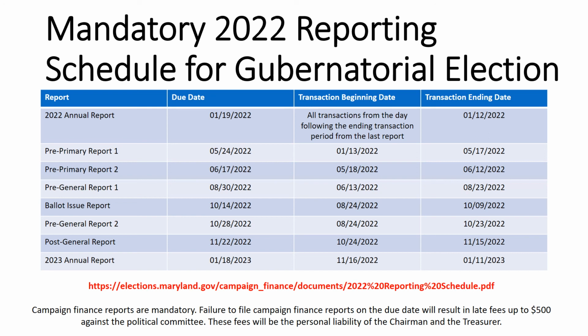Failure to file a campaign finance report on the due date will result in late fees against the political committee. The late fees, which could be up to $500, will be the personal liability of the chairman and the treasurer. The campaign finance entity may not pay late fees.